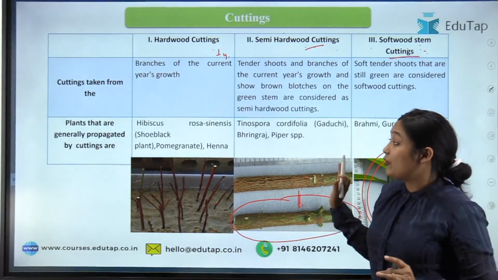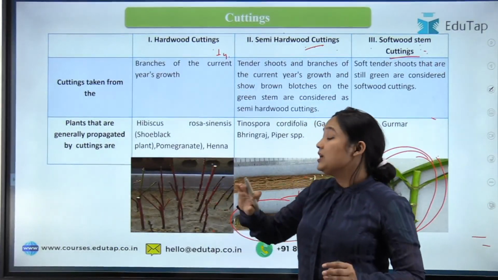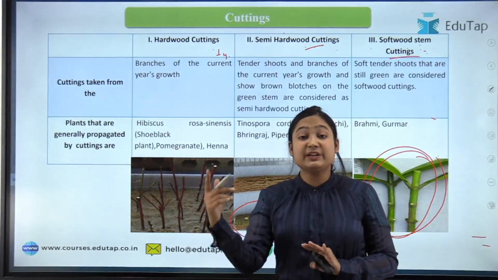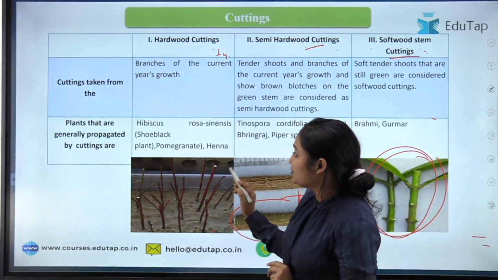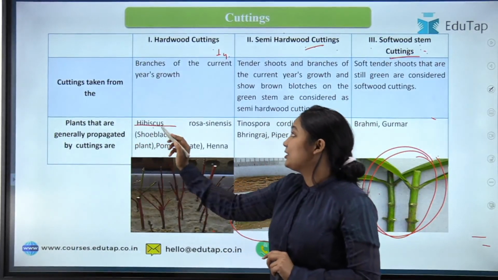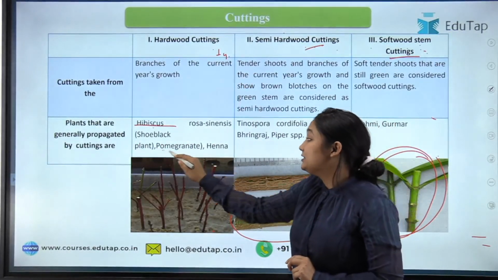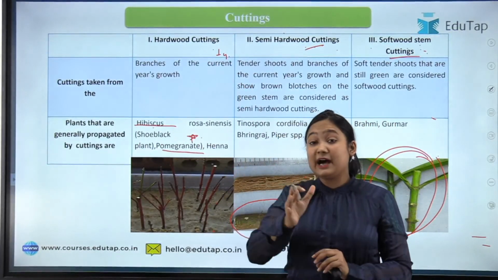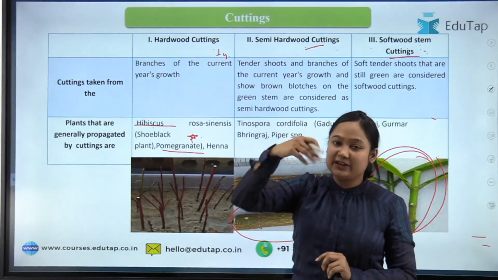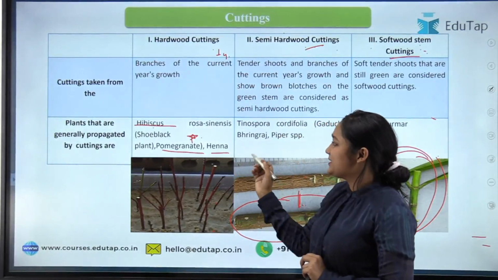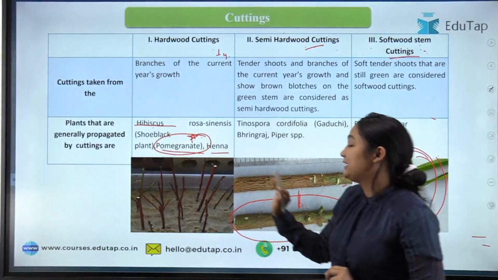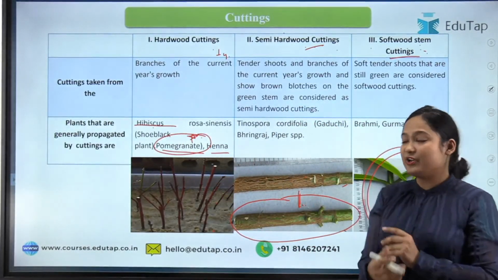So then again, for your exam, what you will have to remember, see, a direct question will be there from the examples. So you will have to remember the examples. Talking about hibiscus, the hardwood cutting is there. This pomegranate is important. In your pomegranate, hardwood cutting is used, that you will have to remember. Then another example is henna. This particular example can directly be asked in your examination.